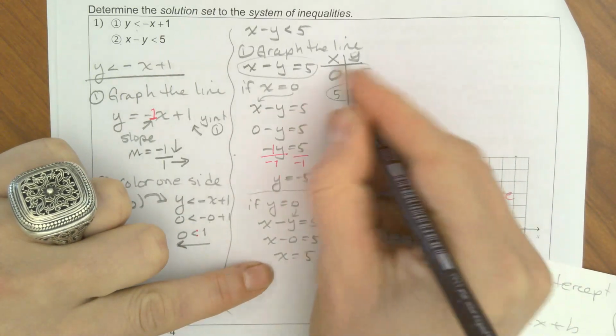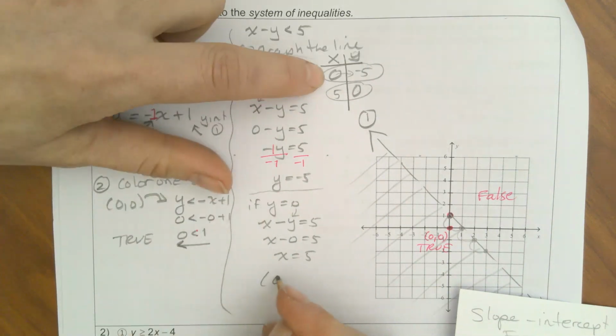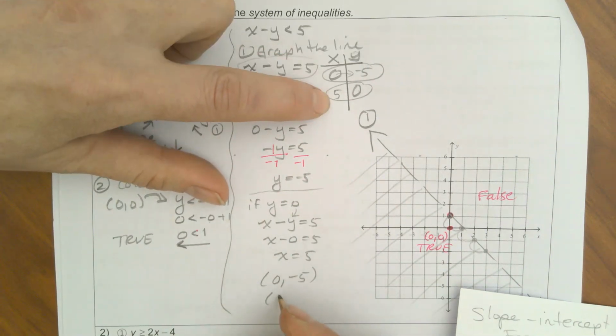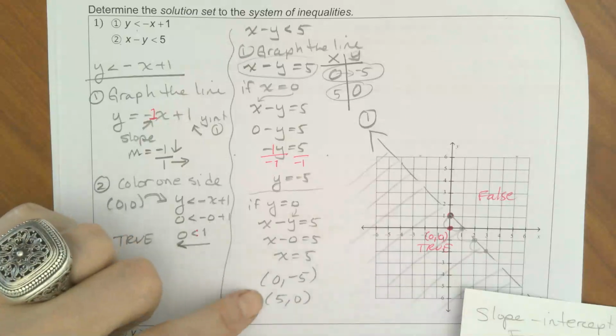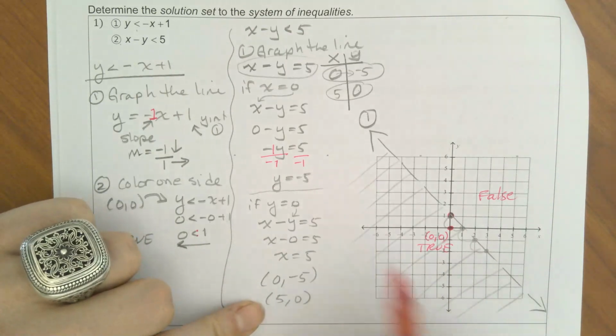So there's our 2 points. I'll write them down here. So that's 0, negative 5, and that's 5, 0. So these are our 2 x and y intercepts. And now we can graph this line.